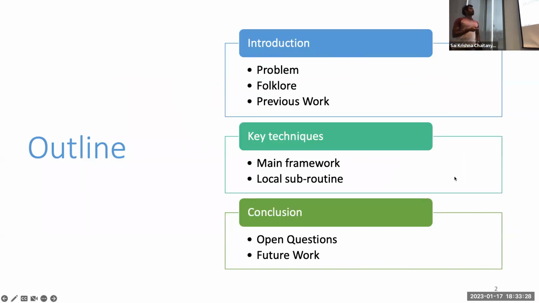The outline of the talk: I start with the introduction. I explain what the problem is and then explain a folklore algorithm. And then I give a brief overview of the previous work that is done and put our result in the context of the previous work.